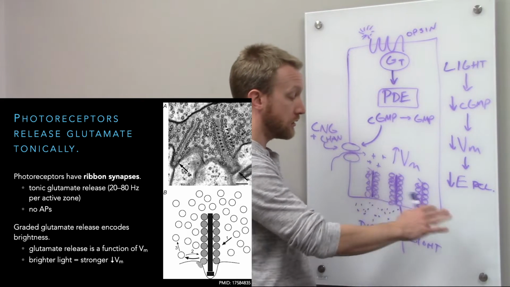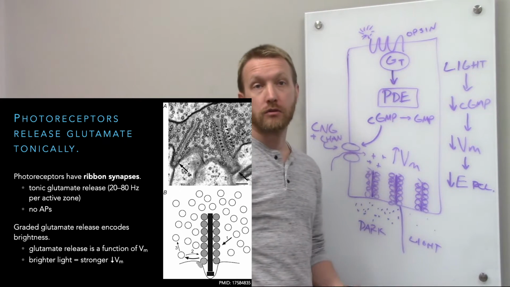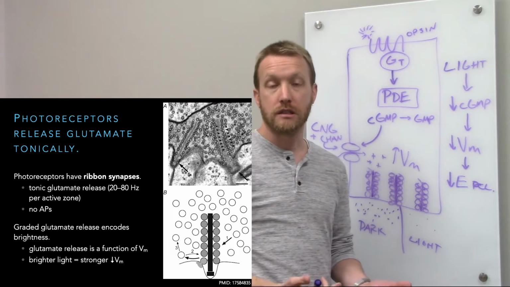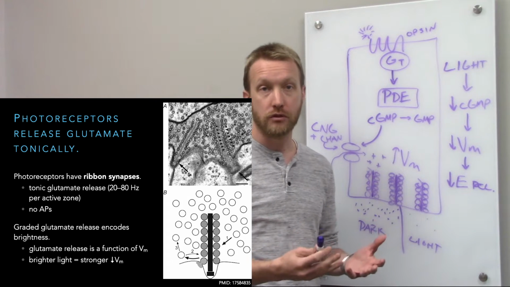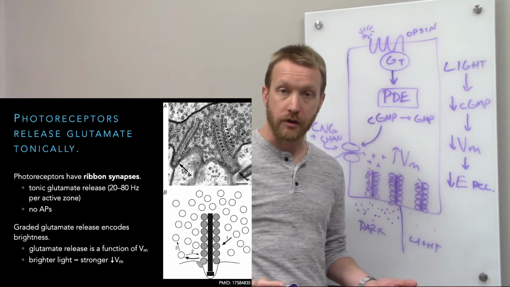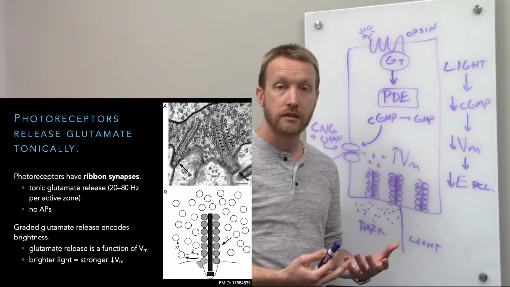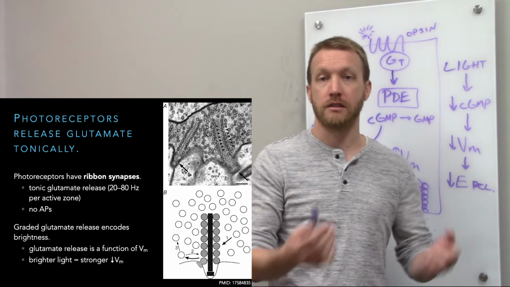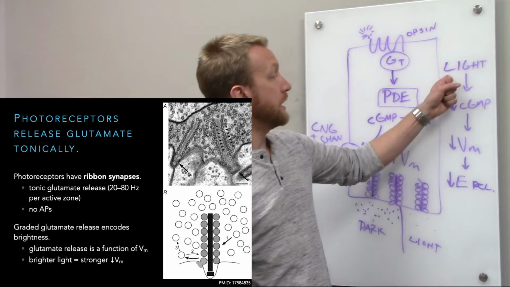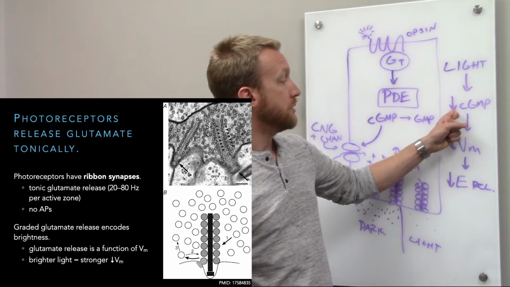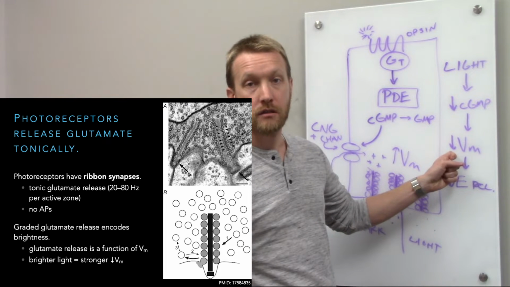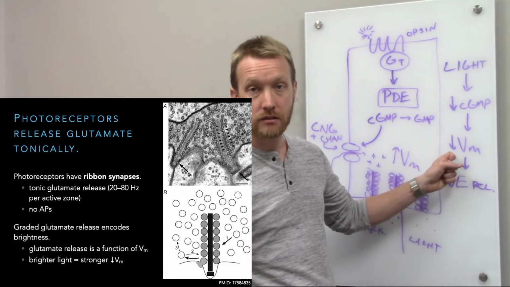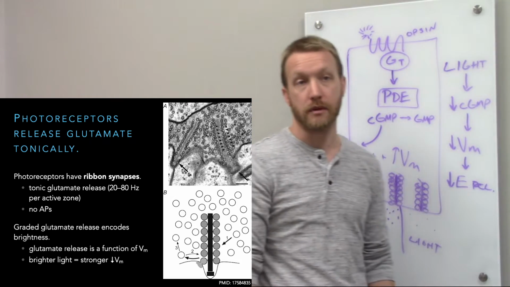Now this is not all or none. These photoreceptors don't fire action potentials, instead there's just a graded release of glutamate, depending on how depolarized we are. If we're more depolarized, of course we open up additional voltage-gated calcium channels, more calcium, more glutamate release. Light breaks down cyclic GMP and hyperpolarizes us, leading to a decrease in calcium influx and thus a decrease in glutamate release.